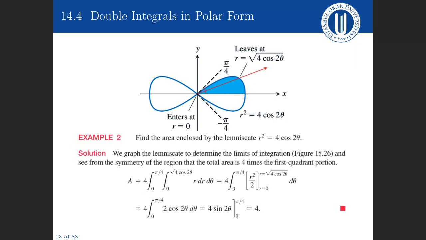What's the smallest angle in the part which is currently shaded blue? The smallest angle is 0. What's the biggest angle? The biggest angle is pi over 4. So we're going to be doing integral from 0 to pi over 4.